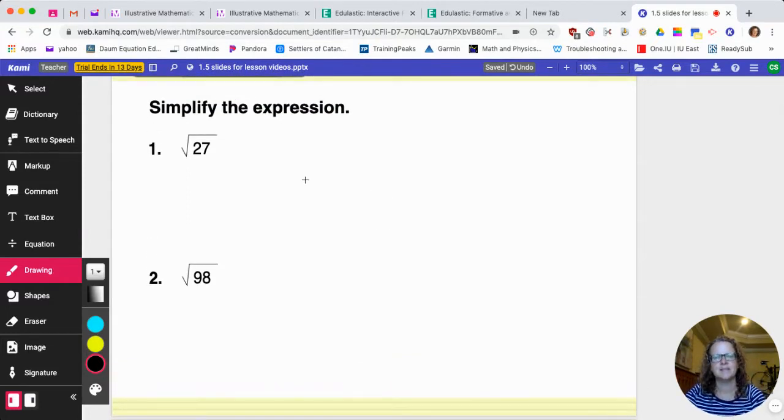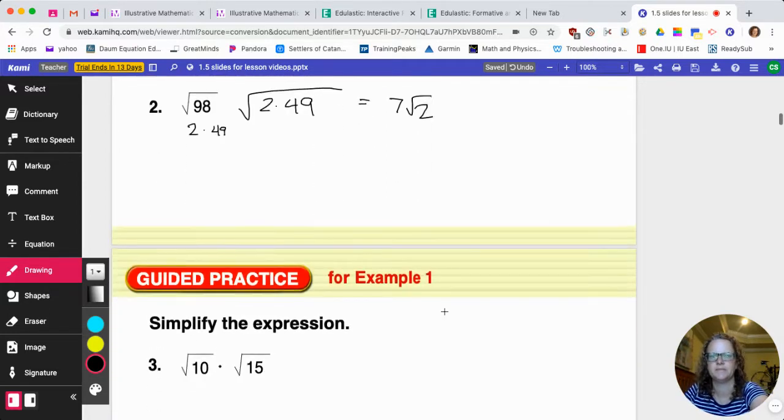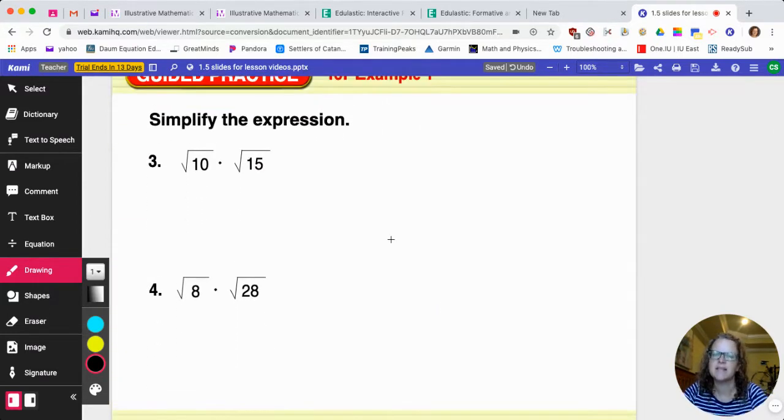All right, simplify the expression. I can split 27 into a perfect square times a prime number, actually. So that's 3 root 3. 98, not sure. I can do, let's see, 2 times 49. Oh, 2 times 49. 49 is a perfect square, so 7 root 2. Oh, they give us more room on these. 10 and 15 I can't simplify separately, so I can do 150.